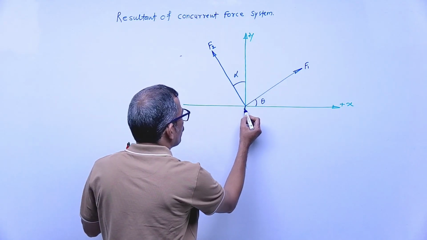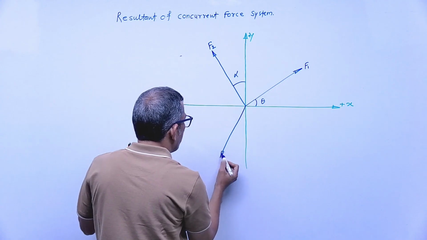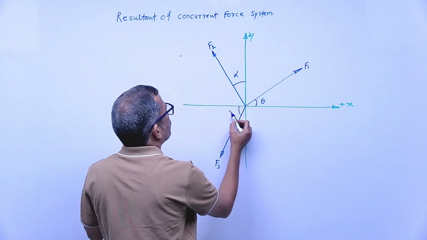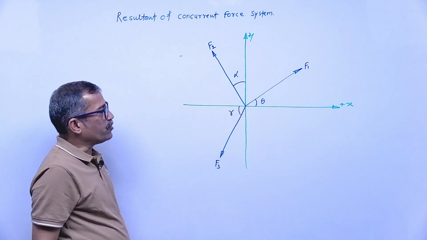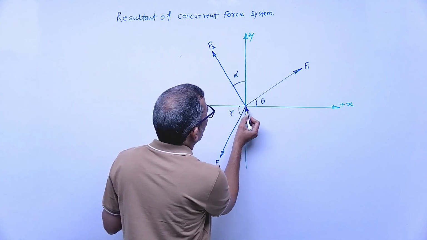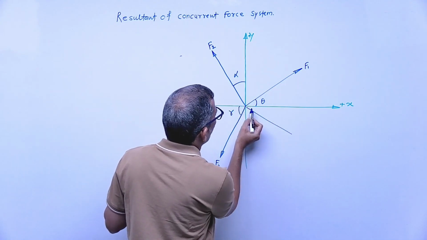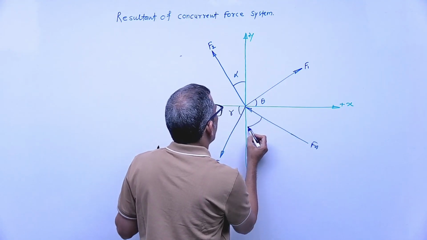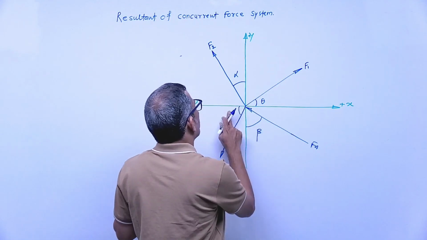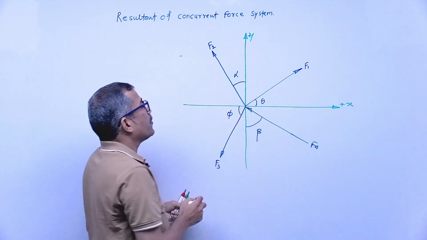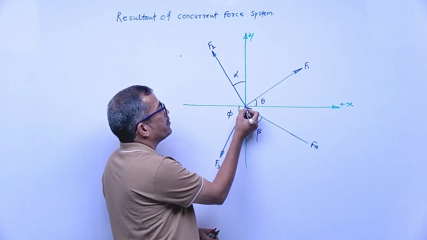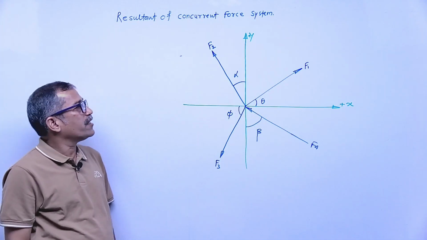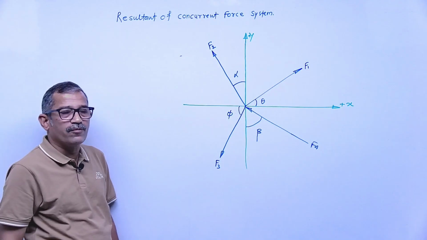Then the next force acting here is F3, and its angle is gamma with horizontal. And one more force is acting, say this force is F4 and this angle is beta. Suppose this angle is phi. What is the first step? All forces will be resolved in this case along the x and y axes.